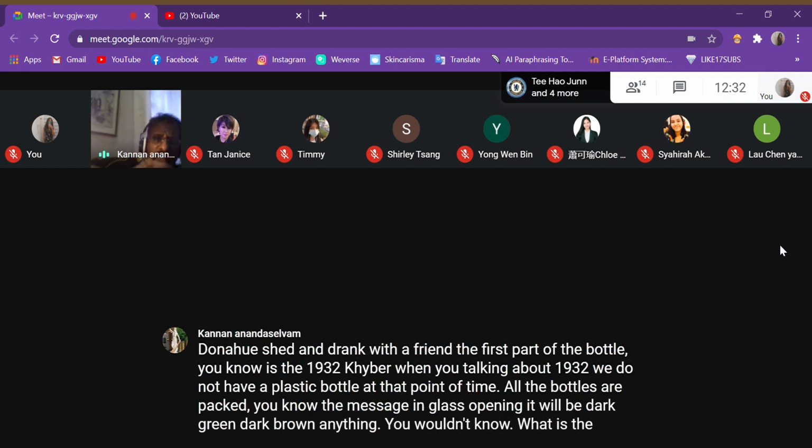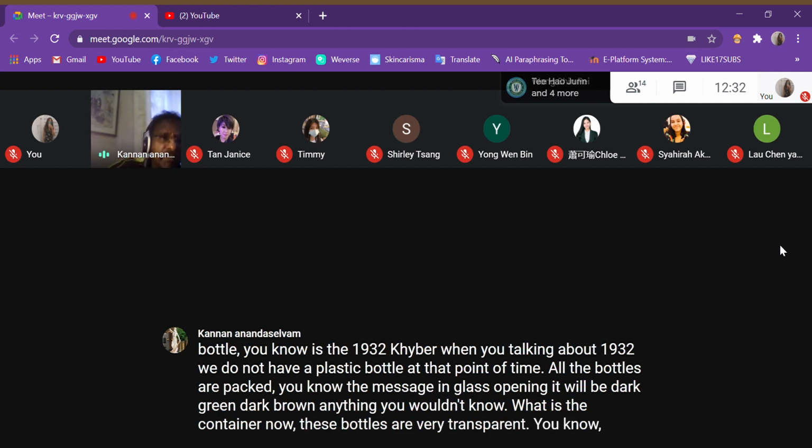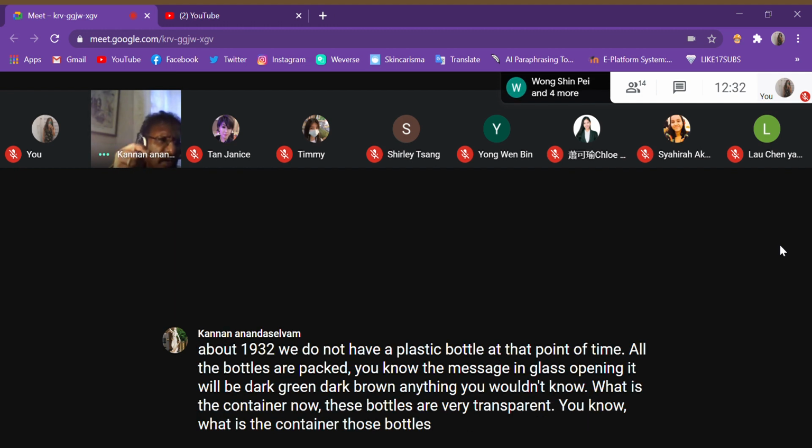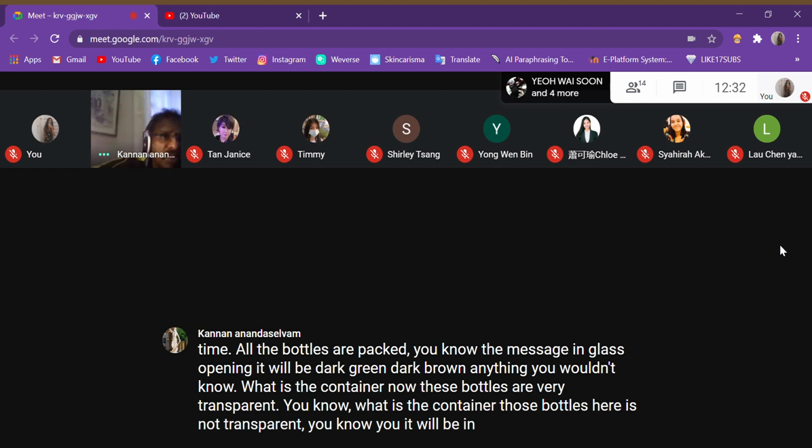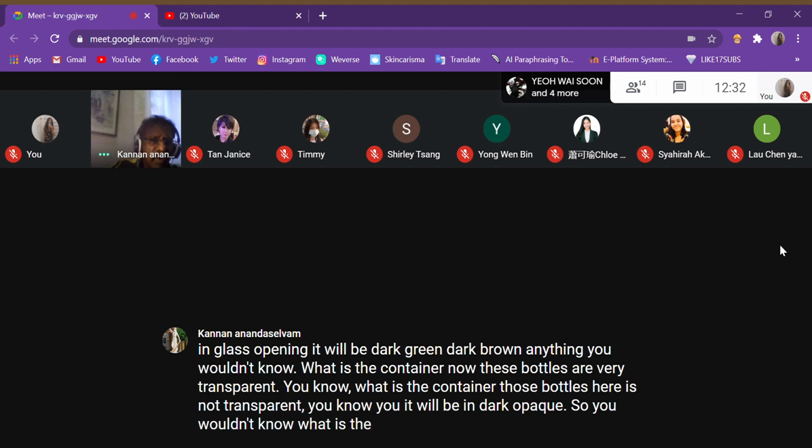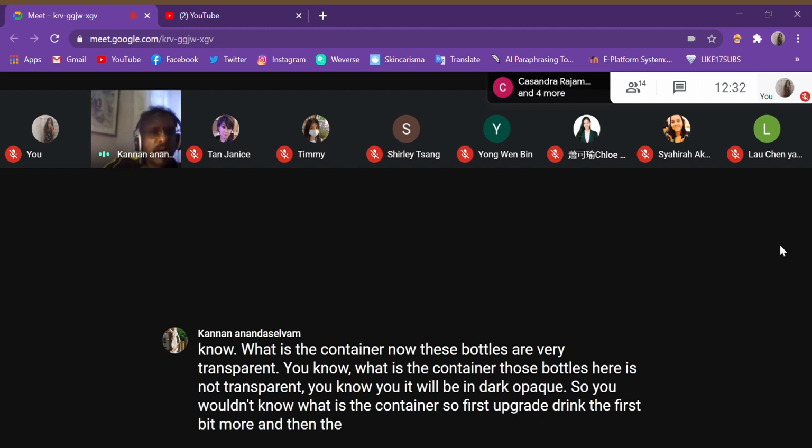Now these bottles are very transparent. You know what is the content. Those days bottles were not transparent. It will be dark, opaque. So you wouldn't know what is the content. So first her friend drank the first bit poured, and then the balance she poured and she drank.